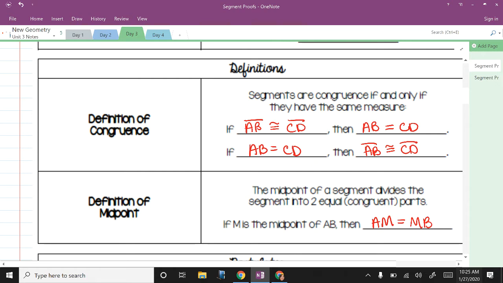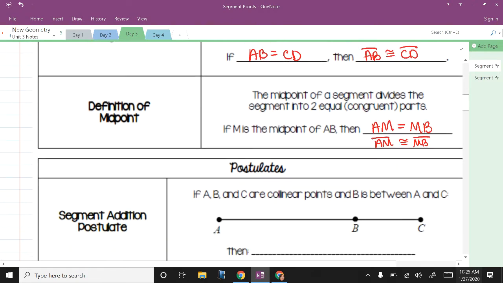Or if you want to say the objects themselves are congruent, you would say segment AM is congruent to segment MB. Okay, either one of those. Those both follow the definition of a midpoint. They told me M is the midpoint of that segment, then the length from A to M is the same thing as the length from M to B. And those two segments are congruent segments.